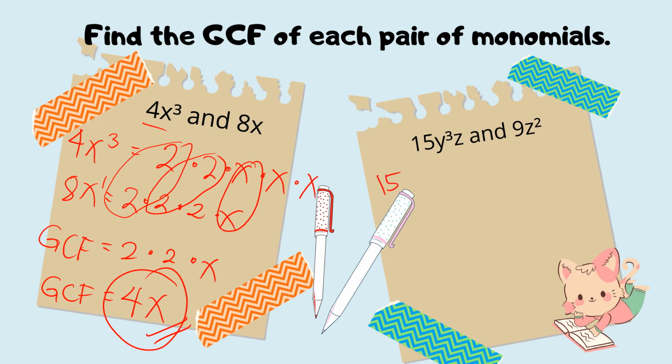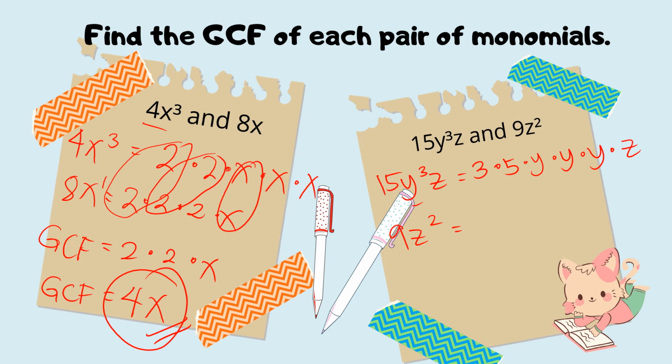So, we have 15y cubed z. Anong factors ni 15? So, that will be 3 times 5. And then, factors ni y cubed. So, tatlo. 1, 2, 3. And then, si z ay isa lang. So, times z. And then, next, 9z squared.